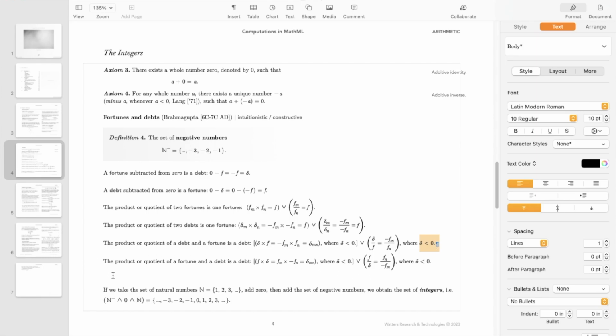The product or quotient of a fortune and debt is a debt. So these two are inverse to each other.